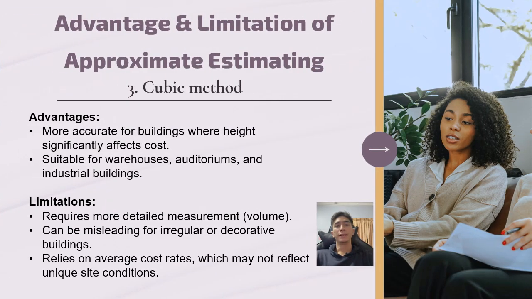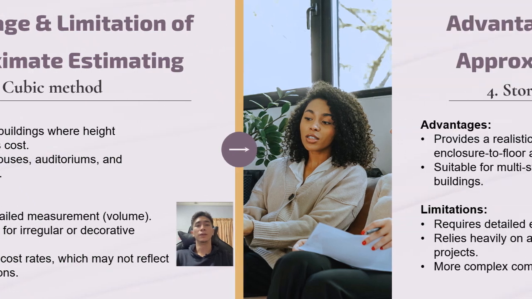As for the cubic method, it is more suitable for buildings where height significantly influences cost. The advantages are it is more accurate than the floor area method for warehouses, auditoriums, and industrial buildings where volume matters. The limitations are it requires more measurement because the building volume must be calculated. It can be misleading for irregular or decorative buildings. Like other methods, it relies on average cost rates, which may not reflect unique site conditions.